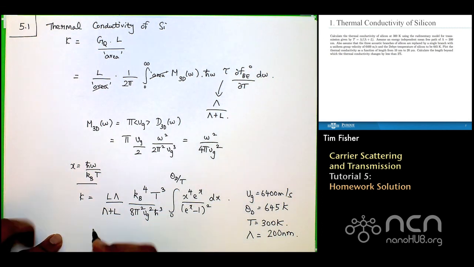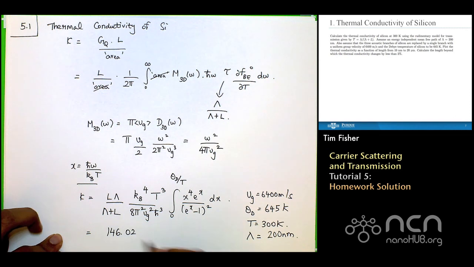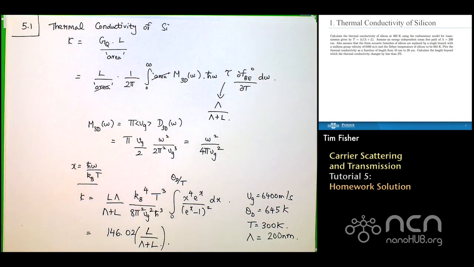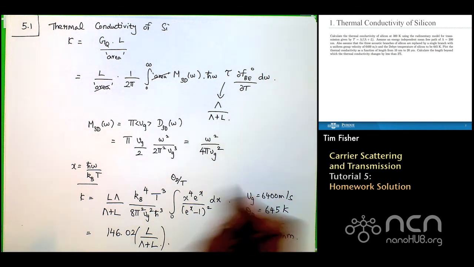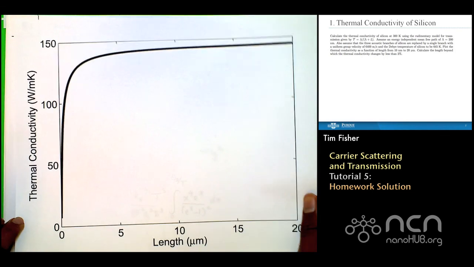So once we plug in all these numbers, we get the thermal conductivity to be 146.02 times L by the mean free path plus length. So this shows the length dependence of the thermal conductivity. Clearly as L tends to infinity, the thermal conductivity will just tend to 146.02. So this prefactor here is just the bulk value of thermal conductivity. That is the value when L is very large. And if we actually plot this function, it looks something like this.